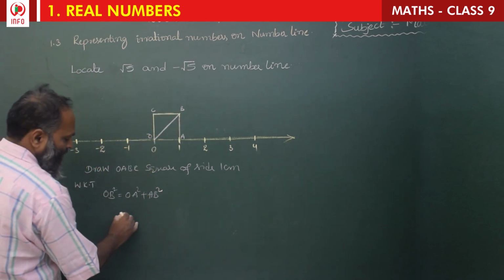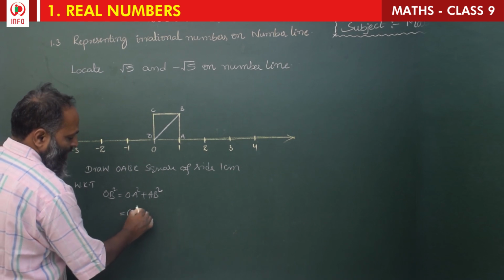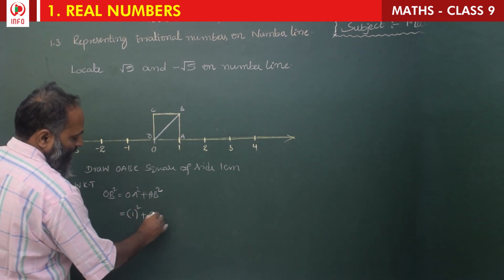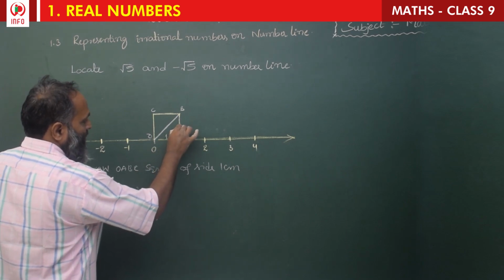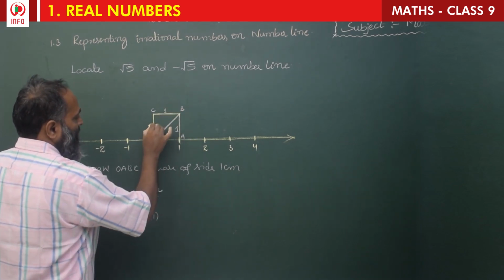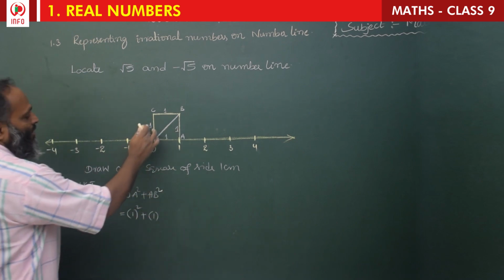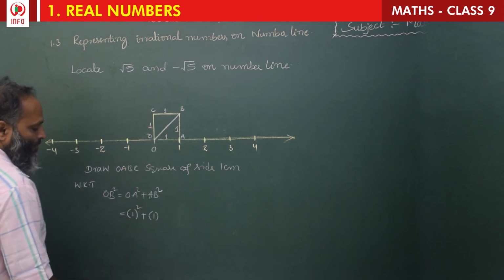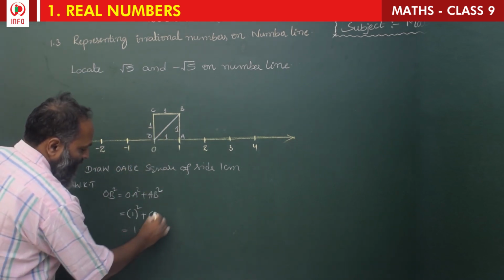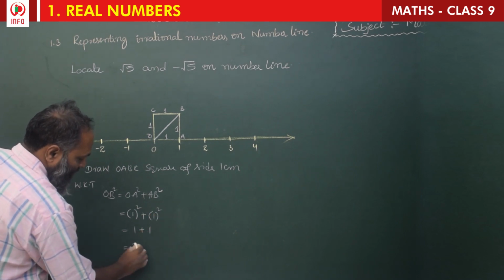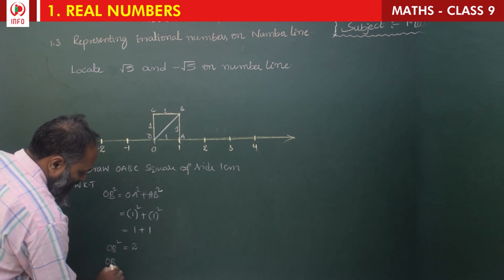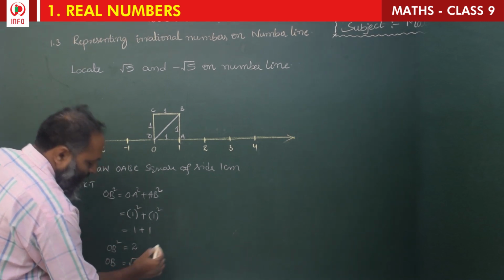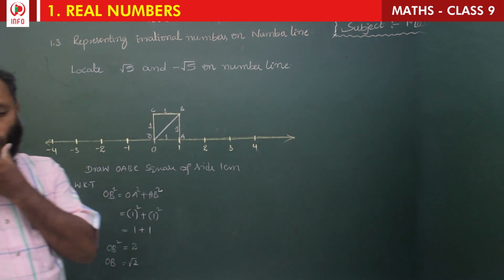Now OA is 1 centimeter, AB is also 1 centimeter. This is 1 centimeter, this is 1 centimeter, this is 1 centimeter and this is also 1 centimeter. All are 1 centimeter each. Then 1 square is 1 and 1 square is 1. 1 plus 1 is 2. OB square is equal to 2. OB is equal to root 2.